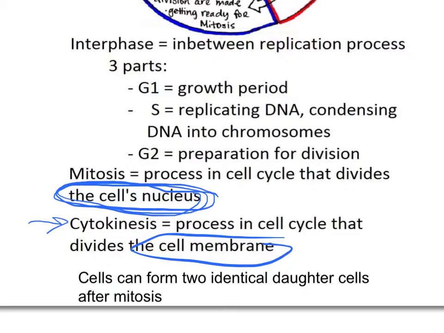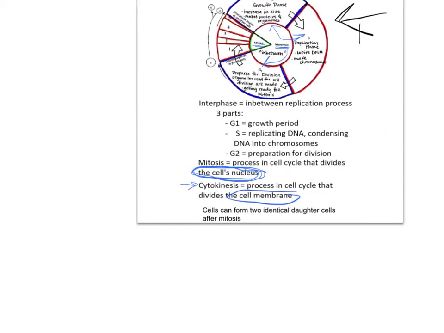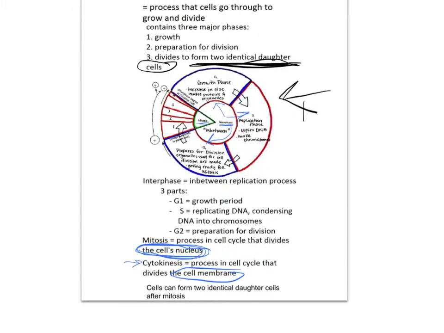Okay. So interphase, in between replication, we've got G1, growth; S, replication; G2, preparation for division; mitosis, the process that divides just the cell's nucleus. Then cytokinesis is the dividing of the cell membrane so that cells can form two identical daughter cells afterwards. That is pretty much your entire cell cycle. We're going to go into detail about mitosis, but I wanted to give you an overview of the whole cell cycle.